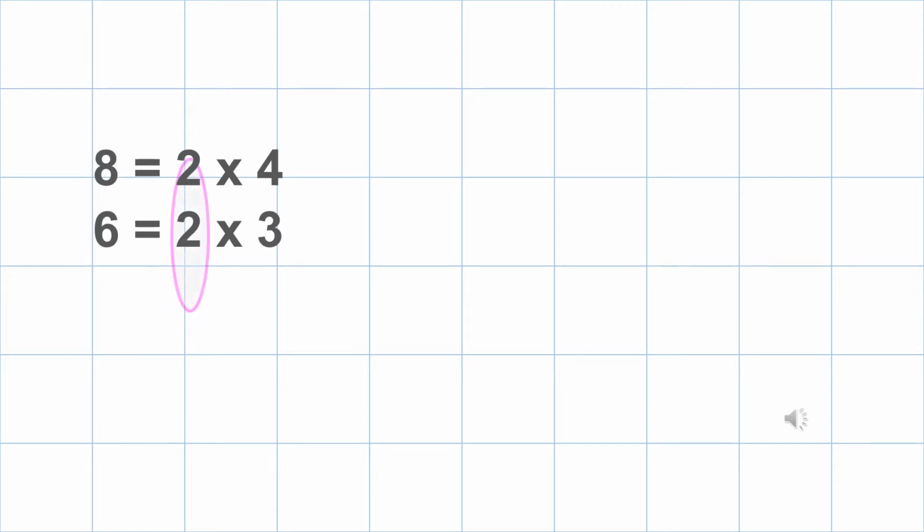And here we are going to write the numbers with their factors. 8 is equal to 2 times 4 and 6 is equal to 2 times 3. Factors of 8 are 2 and 4 and factors of 6 are 2 and 3. As you see, 2 is common in both numbers, so 2 is a common factor of 6 and 8. We circle both 2's with a pink color, and in this way we show that 2 is a common factor of 6 and 8.